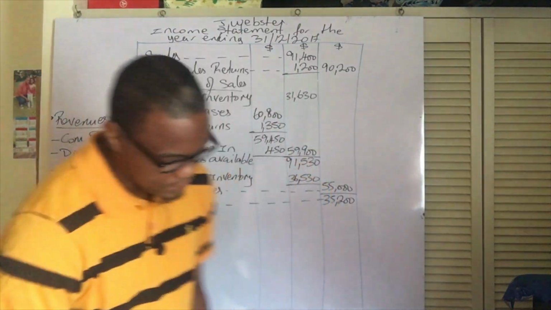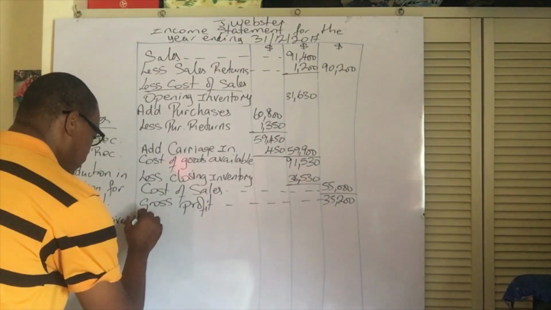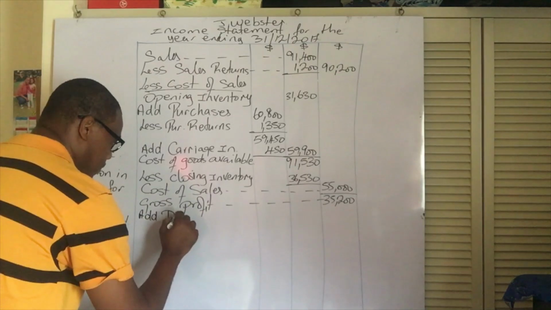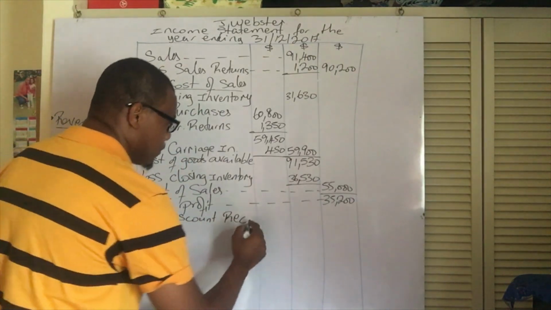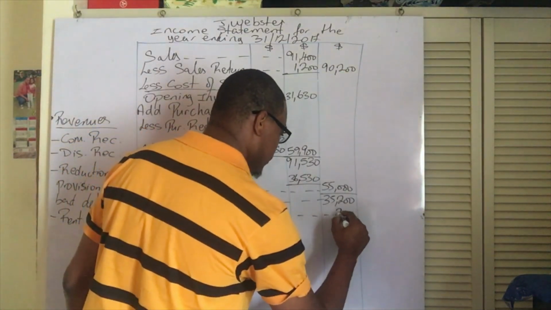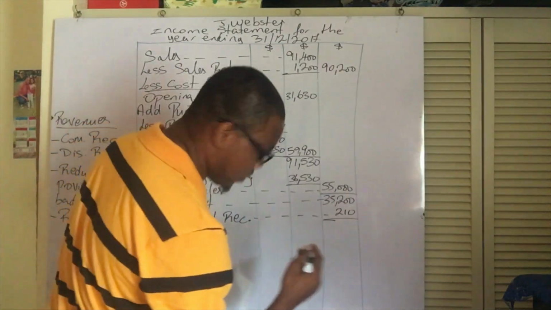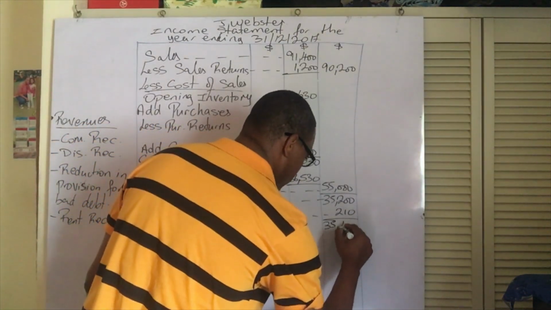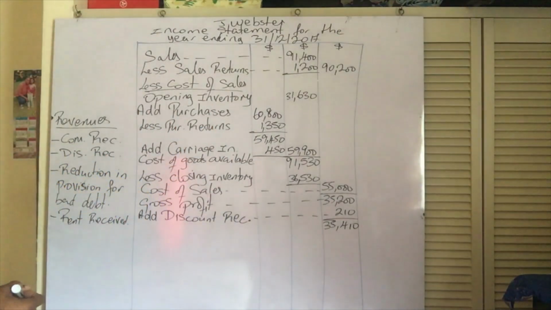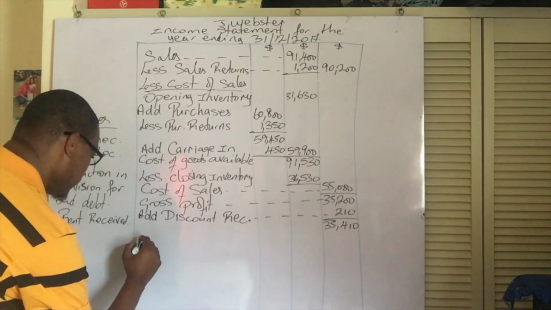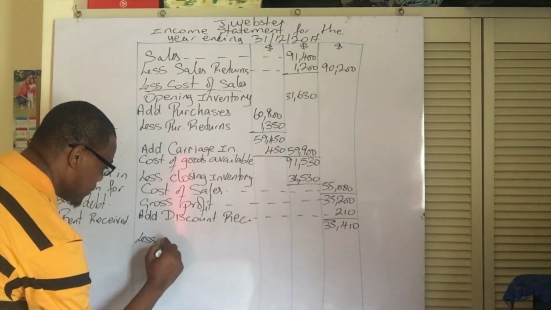So let's go now. The discount received of 210 is a revenue. So we're going to add discount received of 210. So our new, adjusted gross profit figure is 35,410. All right, good. So now we can move on to the profit and loss section. Less expenses.